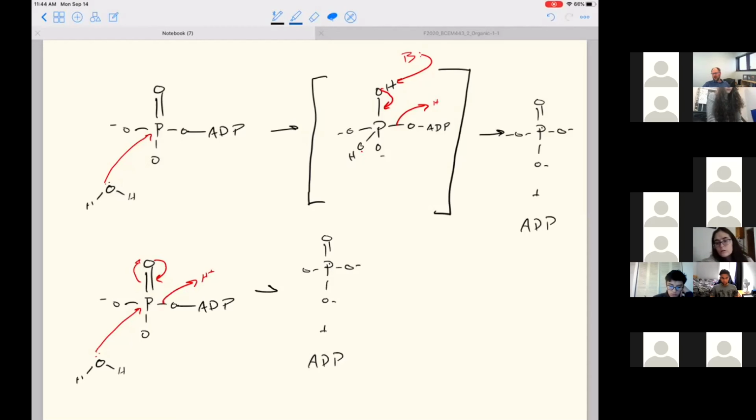And so if you're adding something to a double bond and replacing it with something else, it will always be addition-elimination, not SN2. Seems like that answers the question.